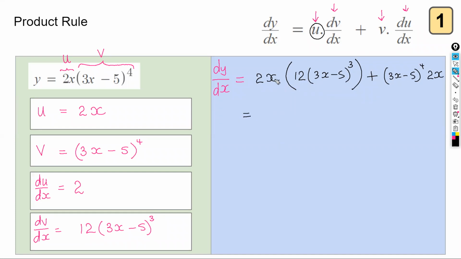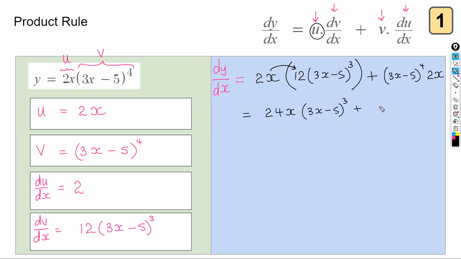The most we could do is multiply the 2x by the 12. I cannot even take the 2x and multiply it by this here. The 2x only gets multiplied by the 12. You will get 24x, and you have the 3x minus 5 to the power 3. There's nothing really much you can do here.